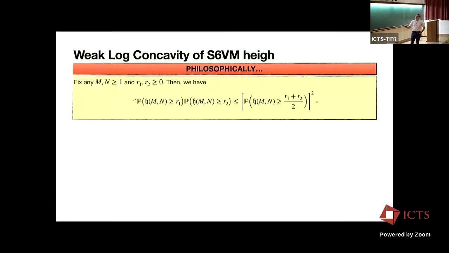Imagine the probability that the height function is larger than a certain number. Take this function as a function of r. Then, as a function of r, this function is midpoint logarithmically concave. So if you take the logarithm, you recognize the convexity, midpoint convexity. Okay, but if you don't take the logarithm, this is a midpoint logarithmic concavity.